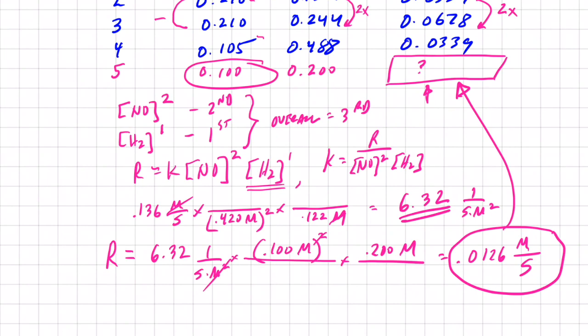We really don't have to do the experiment because we have our rate law and our rate constant. So we can then find the rate at any concentration of reactants. Okay? All right, I hope that helps.